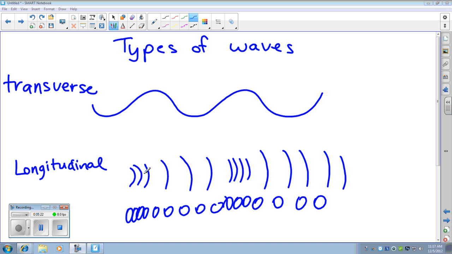Now, I drew the longitudinal waves in two ways, attempting to make it clear that these are kind of like compression waves. A lot of the time I think about the slinky being compressed and pushed from left to right and what those longitudinal waves look like.